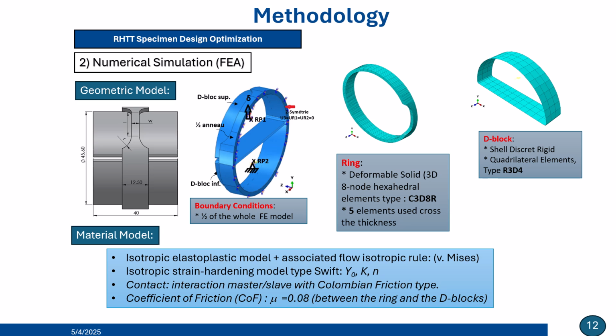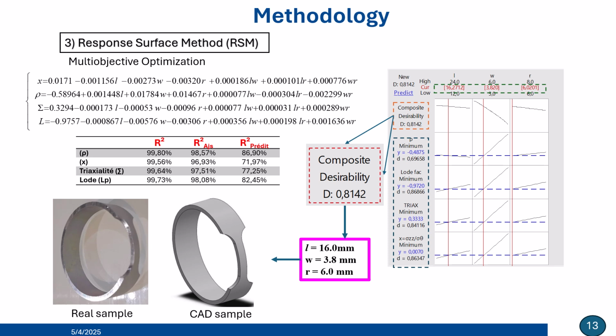Our finite element analysis was conducted using Abaqus Standard, exploiting symmetry. Half of the setup was modeled for computational efficiency. We used deformable 3D solid elements for the ring specimen with 5 elements through the thickness and rigid shell elements for the D blocks. The material model assumed isotropic elastoplastic behavior with Swift hardening and an associated flow rule for this optimization phase, while contact between the ring and the D blocks was modeled using master-slave approach with Coulomb friction and a representative coefficient of 0.08. The results from these simulations provided the basis for our surrogate modeling and optimization.